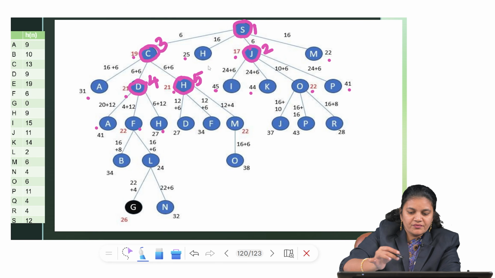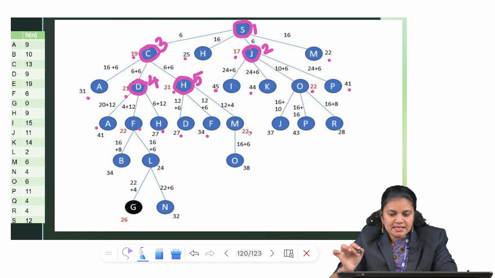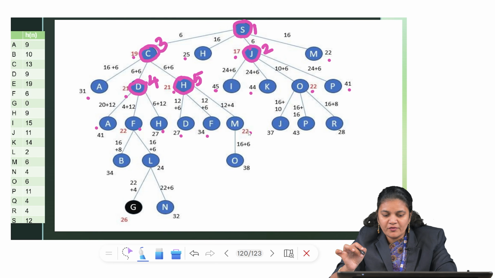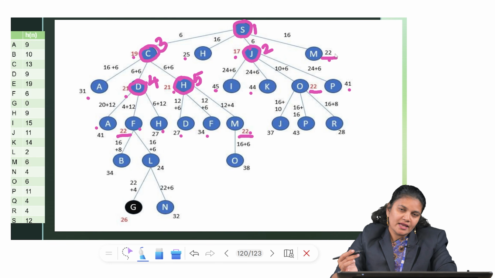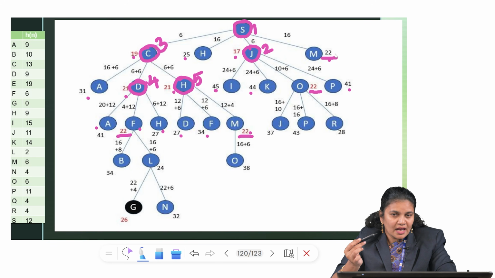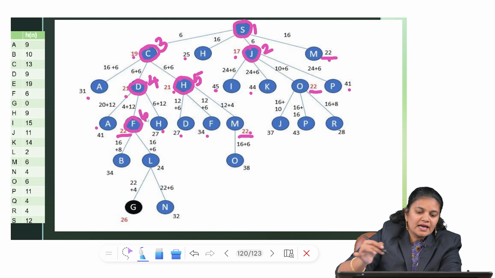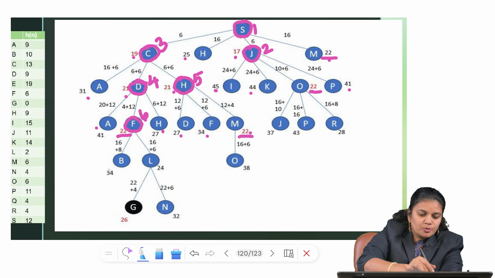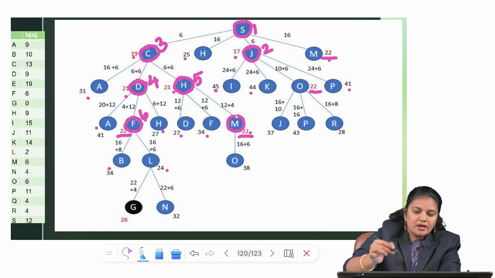Now when we explore H, we are getting the values 27, 34 and 22. Let's see who are having the minimum values. F with 22, M with 22, O with 22 and M with 22. So let's explore the value with alphabetical order. We will be exploring the node F. F will be visited as the 6th node. Now again when we are exploring, we are getting B and L with 34 and 24. Again we can tell that 22 is the minimum value and we are trying to explore M.